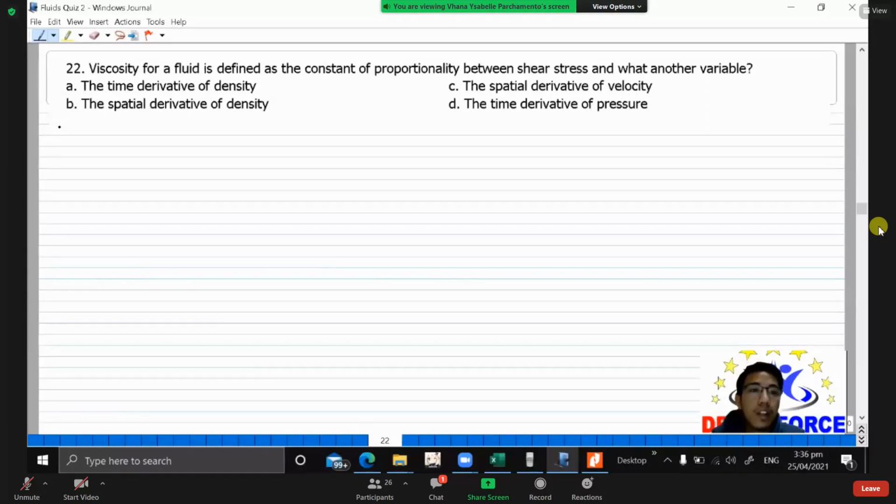Okay, next, 22. Viscosity for a fluid is defined as the constant of proportionality between shear stress and what another variable. That is the special derivative of the velocity. So letter C.